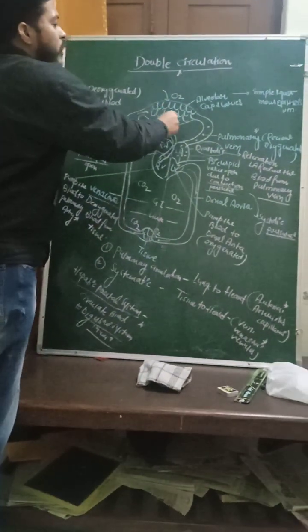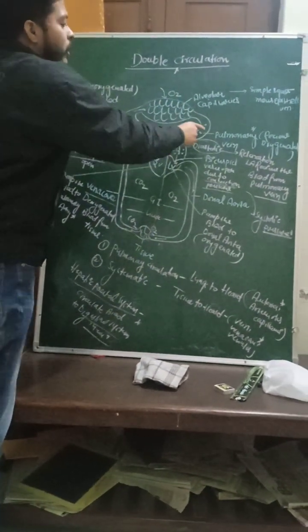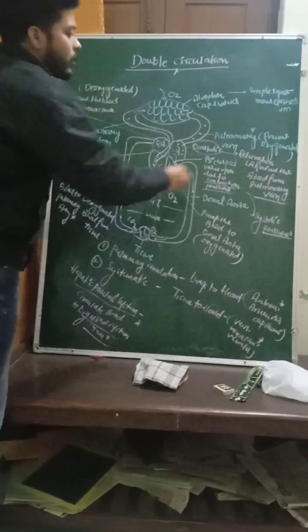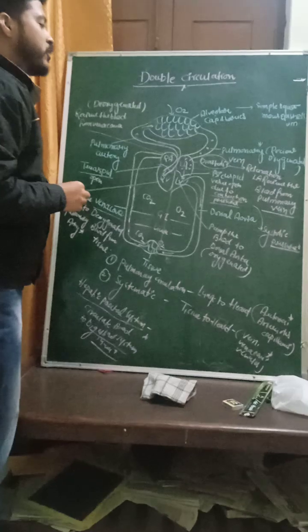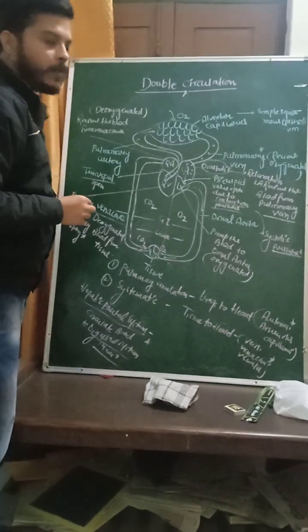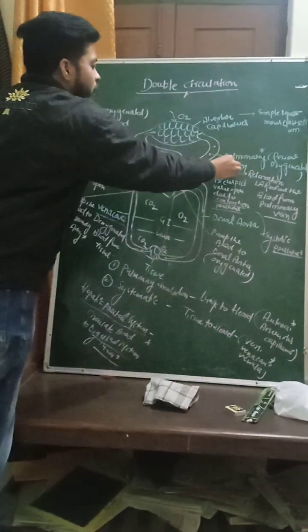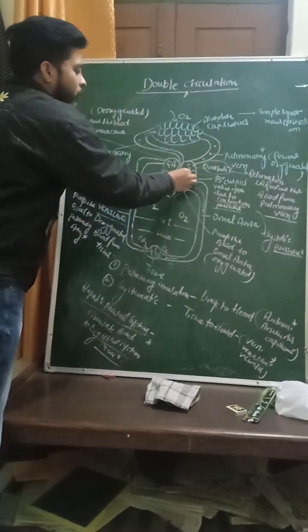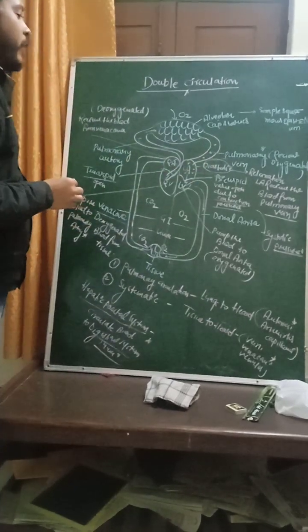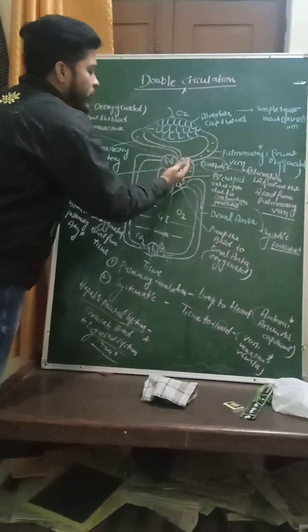Now this oxygen diffuses easily into the blood and comes into the pulmonary vein. This is the only vein which receives the oxygenated blood. All the veins generally receive the deoxygenated blood. Now this pulmonary vein carries the oxygenated blood, and this oxygenated blood comes into the left atrium. Now the left atrium receives the oxygenated blood and the pressure increases.